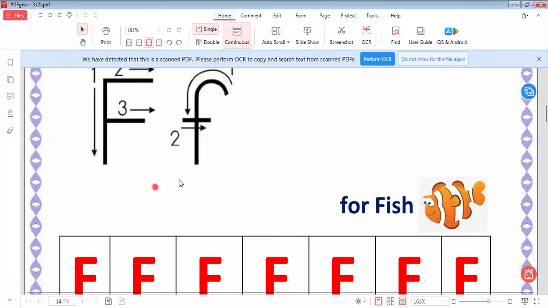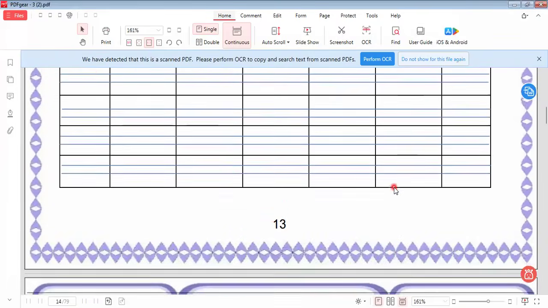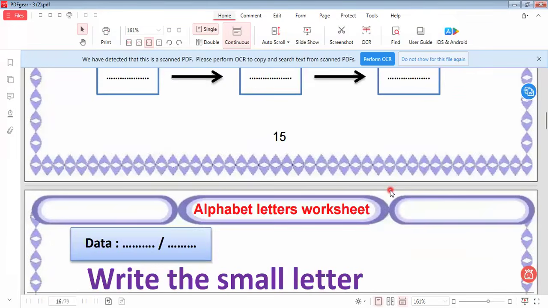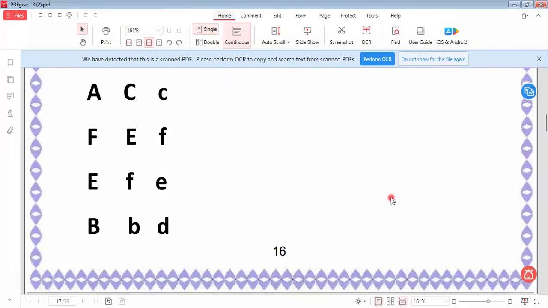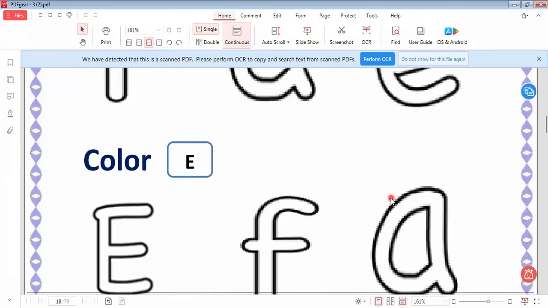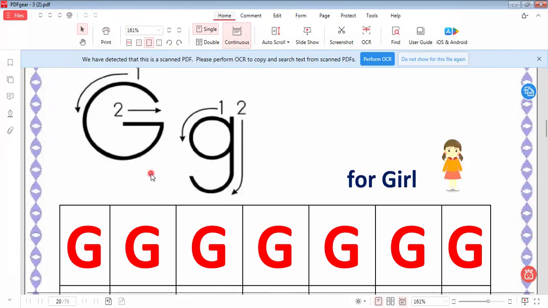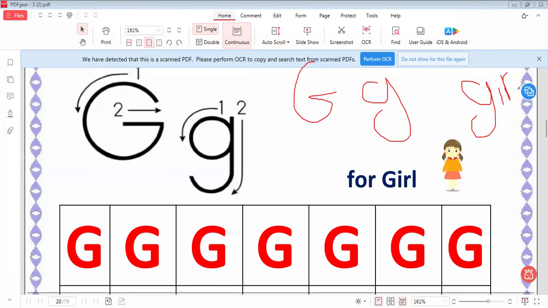Okay. Here is capital F and small f. F for what? F for fish. Go to the rest. Capital G and small g. G for girl. How can I write capital G? Here is capital G and small g. G for what? G for girl.